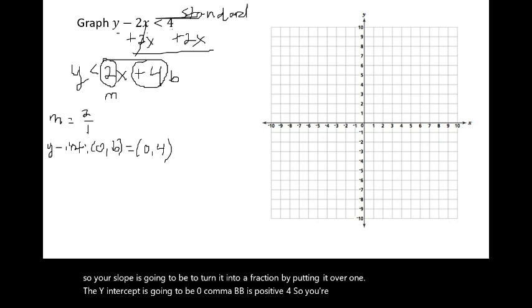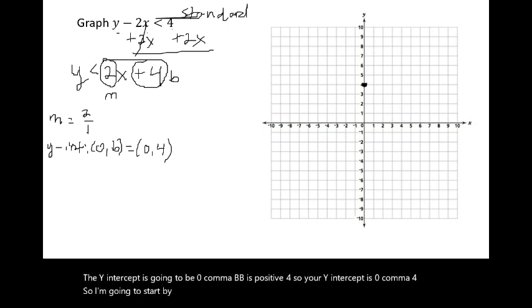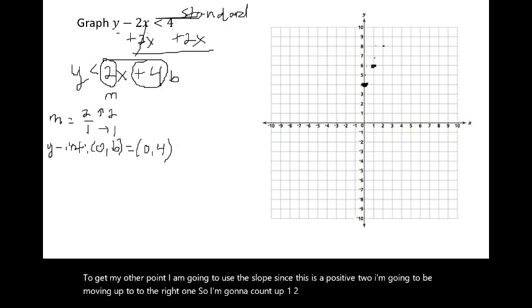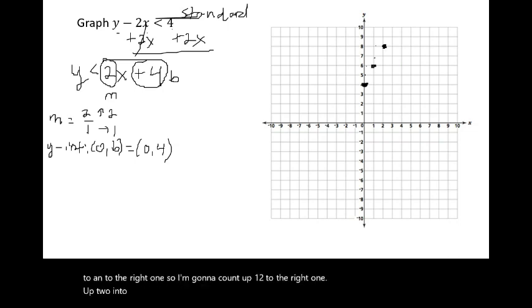So I'm going to start by plotting my y-intercept. To get my other point, I am going to use the slope. Since this is a positive 2, I am going to be moving up 2 and to the right 1. So I'm going to count up 1, 2, to the right 1, up 2, and to the right 1. Now, do not draw any lines yet, because you need to look at the symbol that is in the inequality.